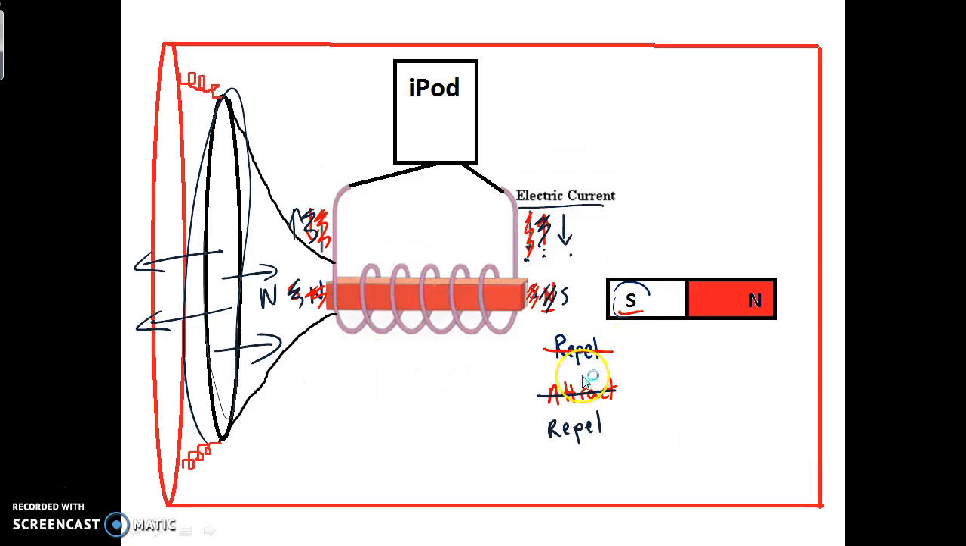Depending on the note that you want to play on your iPod, it'll change the direction of the current back and forth so many times per second. If you change the direction of the current more times per second, that would create a higher frequency, and fewer times per second would create a lower frequency.